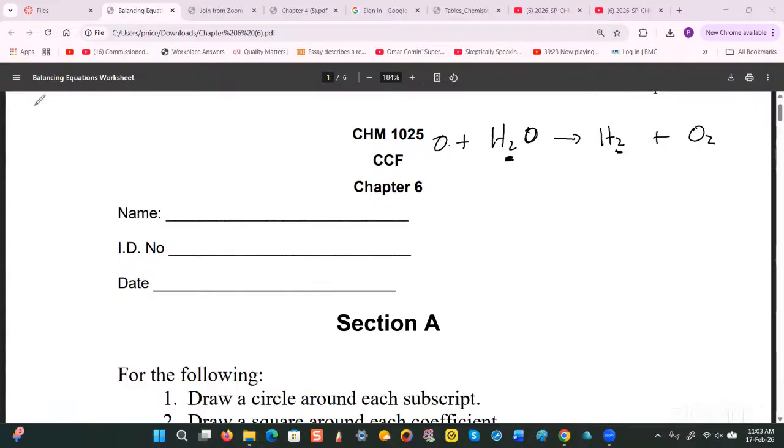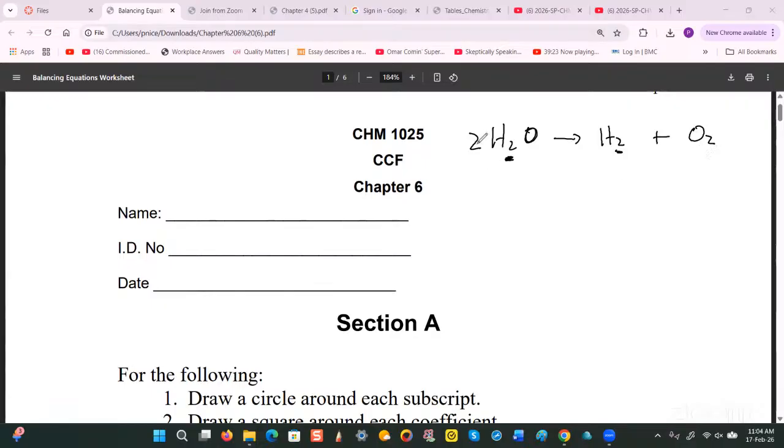What you should do in order to achieve the balance is make changes to what we call the coefficients. And the coefficients are basically the numbers that appear at the front of the formulas in any equation, right? So in this particular case, because I have 2 oxygens here, what I would do is erase this and place a coefficient of 2 right here to double the number of oxygens so as to balance the oxygens.